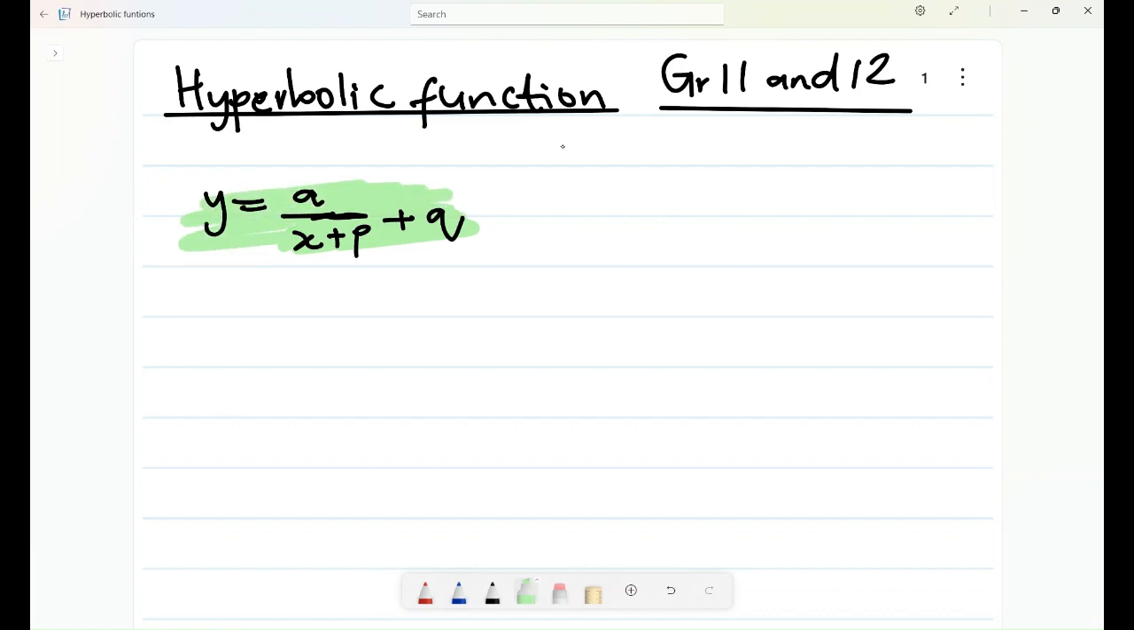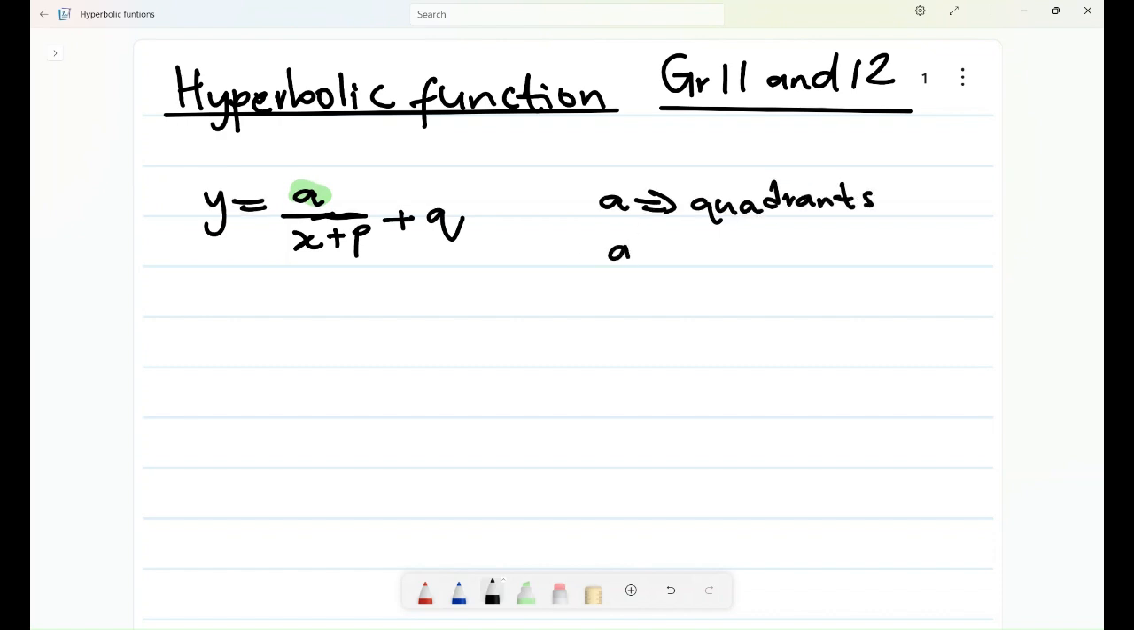All right. Let me explain these values here. Let me just do the reverse. Start here. A, what does A tell us? A tells us about the shape of the graph, or let me say, the quadrants. A tells us about the quadrants.